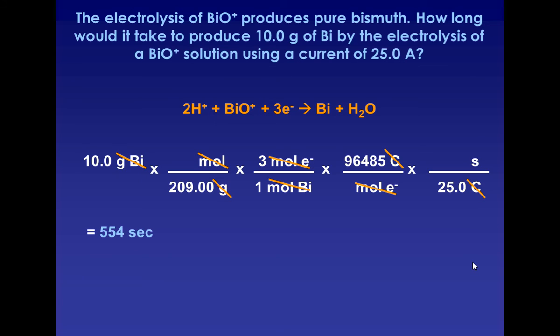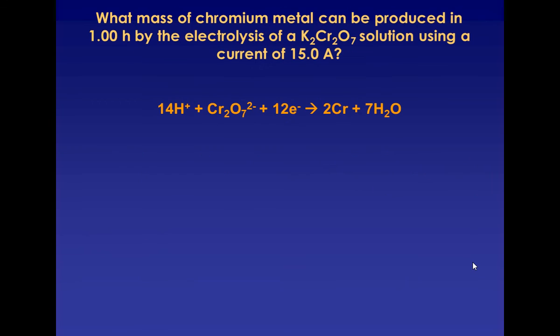So this time we were looking at it more on the electrical side. In our final example, we're going to look at it on the mass side. I want to know how much chromium can be made over a period of 1 hour if I electrolyze a potassium dichromate solution with a current of 15 amperes. The dichromate is what's going to be going through electrolysis. You've got the half reaction there. This one is on your chart. If you want to go over how to balance it and you're not sure, let me know.